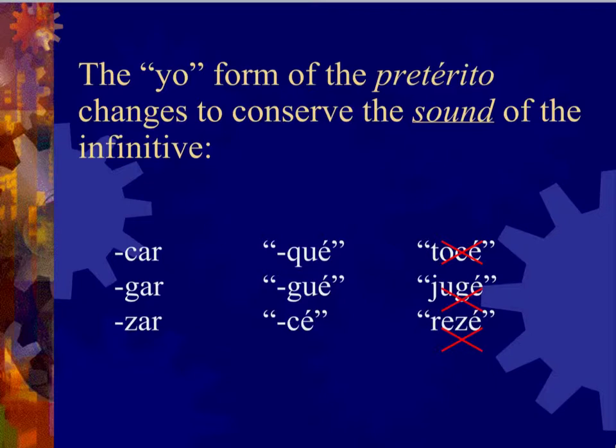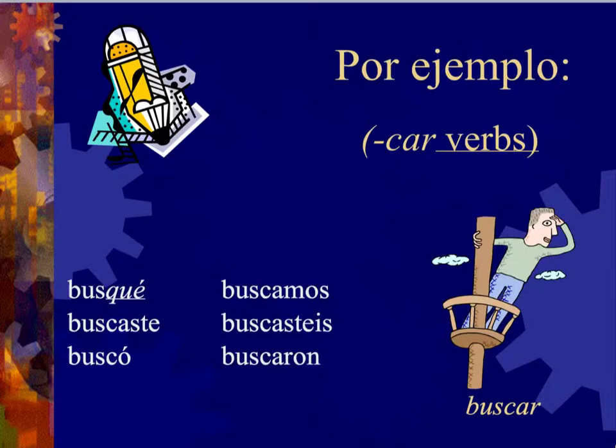Okay, jugar is not going to be this. It's going to be jugué with a G-U-E. Let's see, almorzar, almorcé. Okay, ¿está bien? Examples. Okay, so buscar, it's a classic CAR verb. Busqué, and then the rest is regular. Buscaste, buscó, buscamos, buscasteis, buscaron.